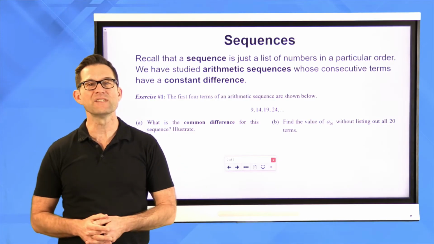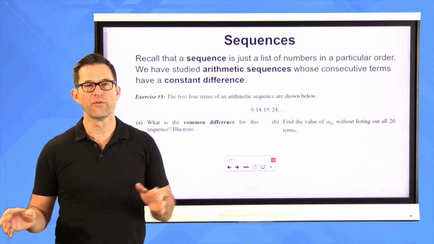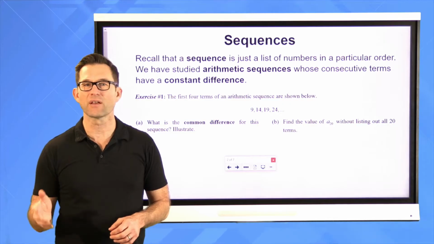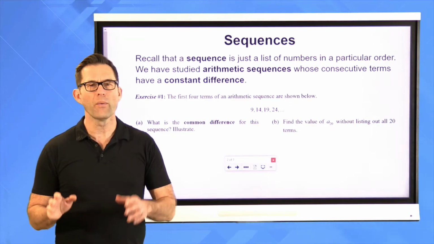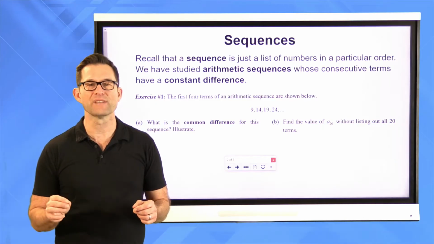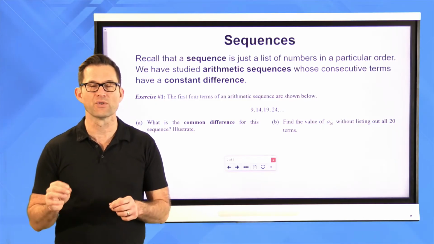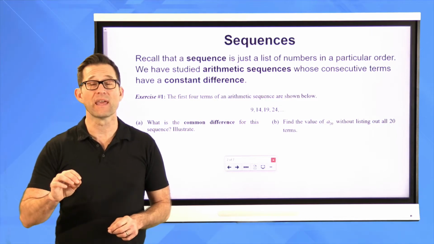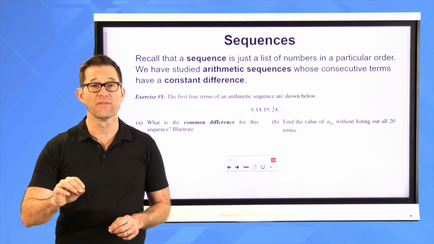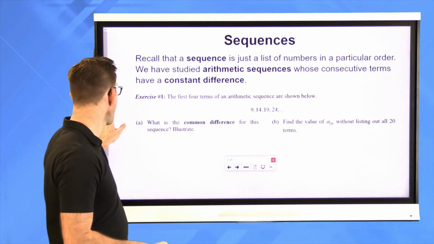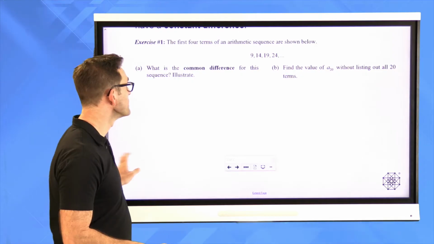All right, so here we go, sequences. Now recall from a few units ago that a sequence is just a list of numbers in a particular order. So far, what we've done is we've studied arithmetic sequences whose consecutive terms have a constant difference. In other words, you have to add the same amount or subtract the same amount to get from one term or element of the sequence to the next term.